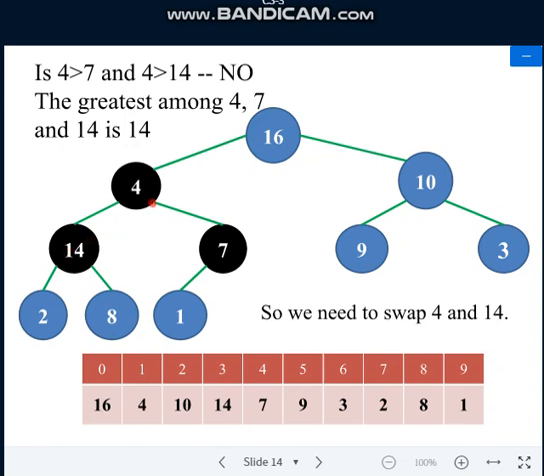See, 4 is still less than 7, but if I swap 4 and 7, what happens? 7 will be the parent node, 14 will be the left child and 4 will be the right child of 7. But is 7 greater than 14? No, it is not. That is the reason I check the greatest among these three and then swap that greatest value with the parent node. Is that fine? Whatever changes you make in the tree should be reflected in the array as well. So now I'll swap 4 and 14.